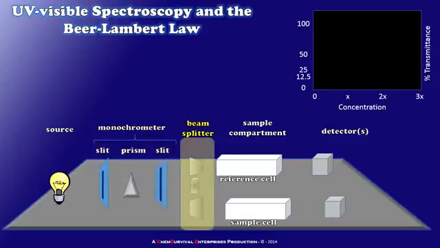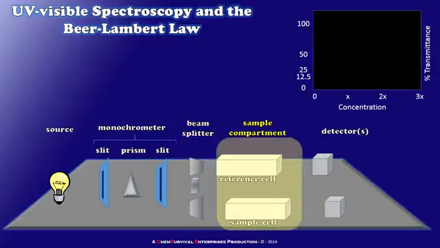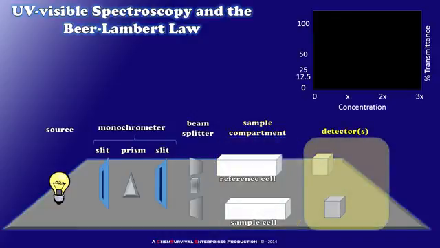The next element of our spectrophotometer is what's known as a beam splitter, which divides a beam of light into two equal parallel beams of light. Next is the sample compartment, which contains cells for both a reference and a sample. And finally, detectors, which are devices that convert the impact of photons into electrical current that can be monitored by a computer.